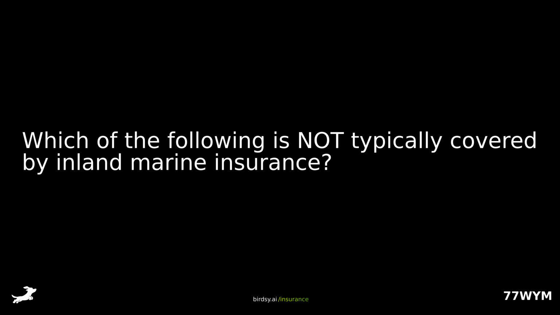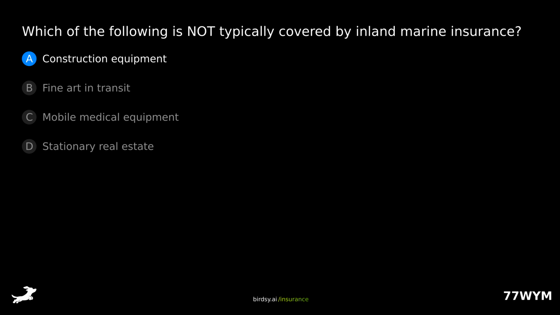Which of the following is not typically covered by inland marine insurance? Is it A, construction equipment? B, fine art in transit? C, mobile medical equipment? Or D, stationary real estate? The answer is D, stationary real estate.